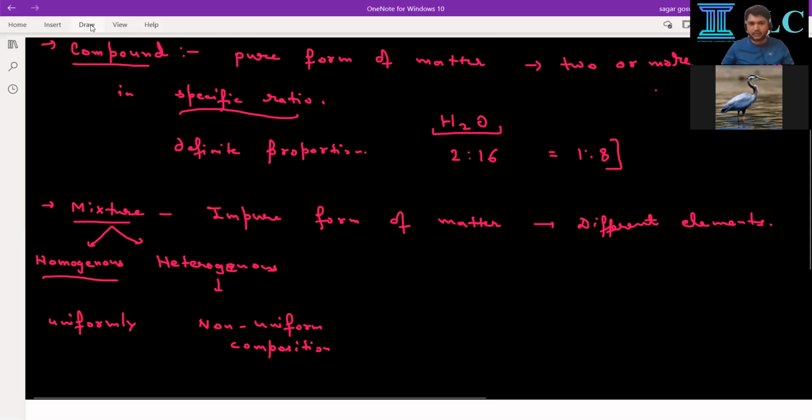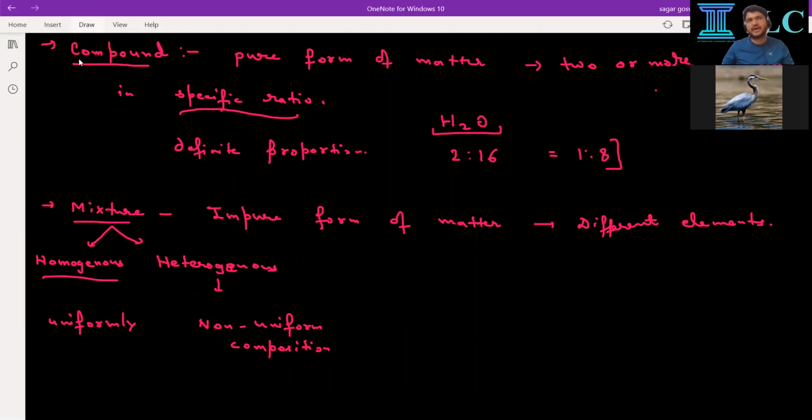I want to ask one thing. Suppose, if I am adding chalk powder in the water, is it homogeneous or heterogeneous? Chalk powder, the chalk we write with on a blackboard. I make it into powder and add it to water. It will settle down. So it is heterogeneous, because it is not going to be mixed uniformly. It is going to settle down. So a mixture is of two types.